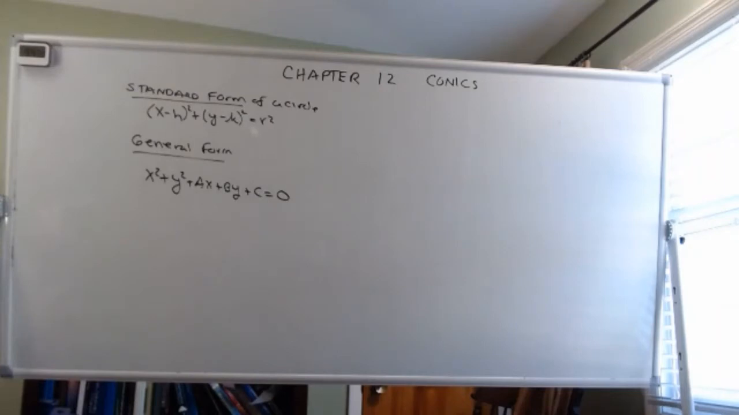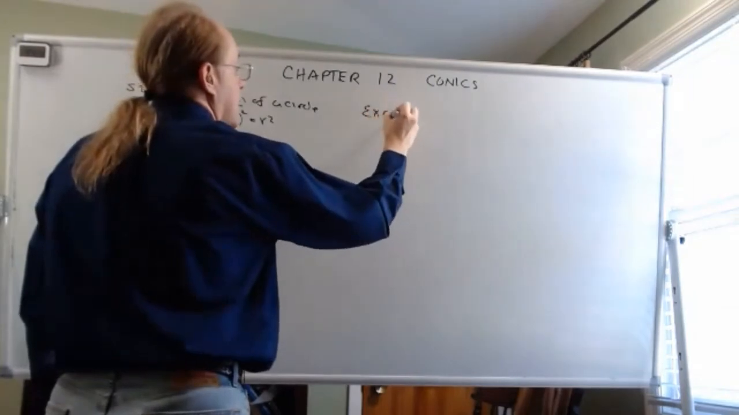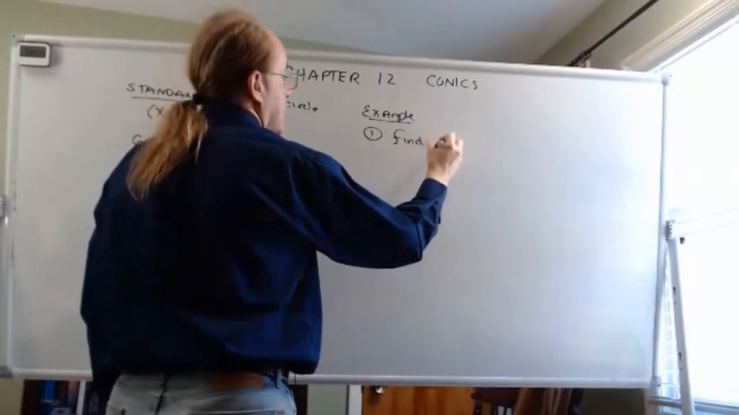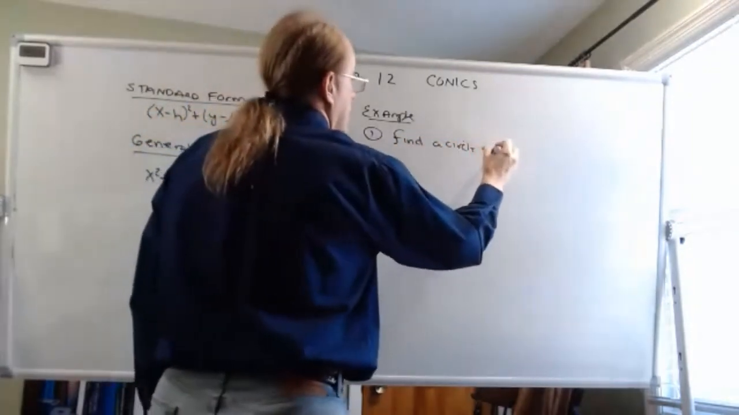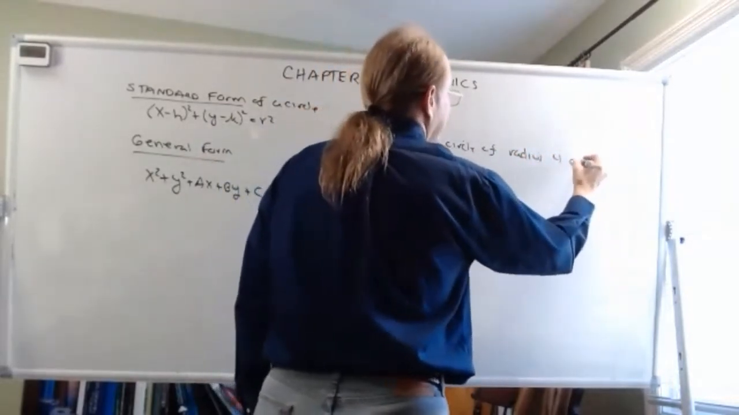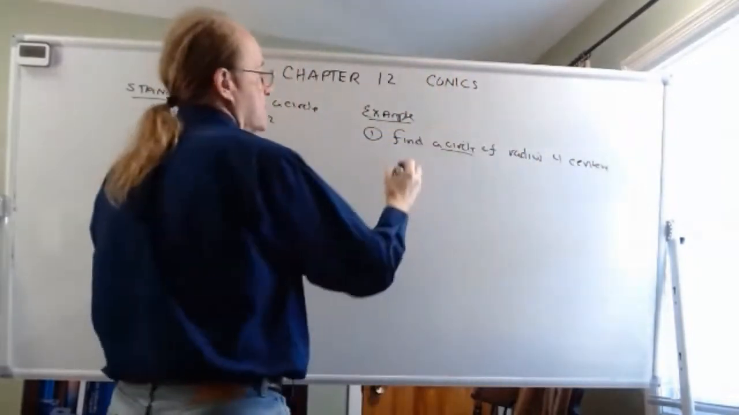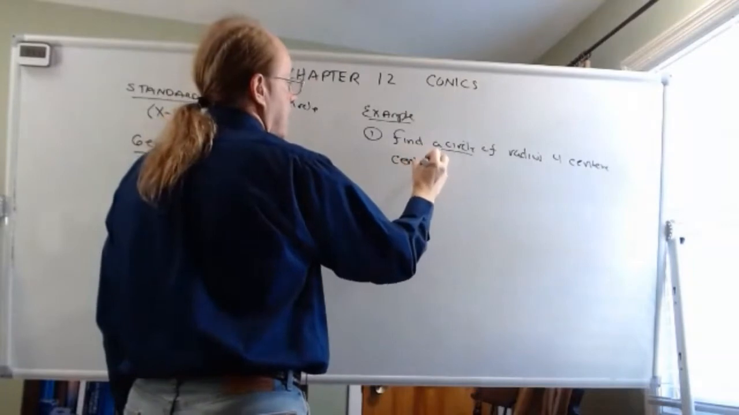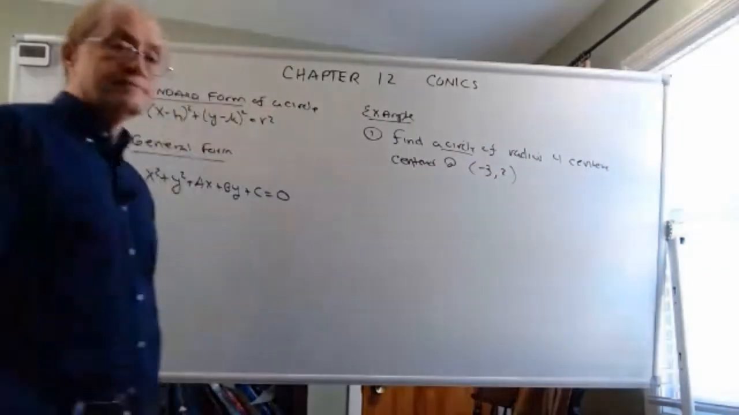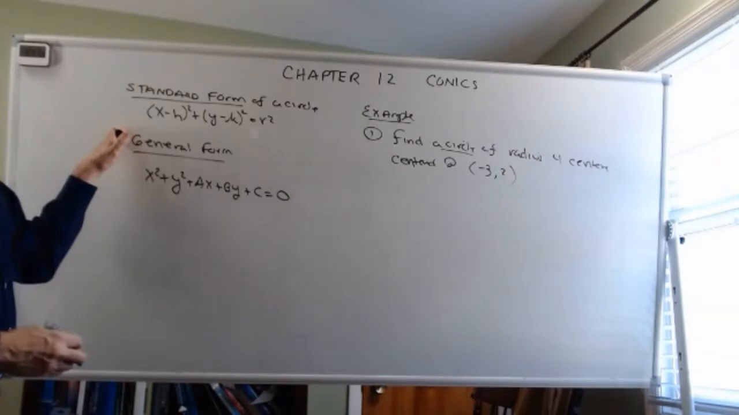So how do we use this and what do we do? For example, here's some problems. One is find a circle of radius 4, and by circle we mean the equation for a circle, centered at (-3, 2). This is a simple application of using the standard form.